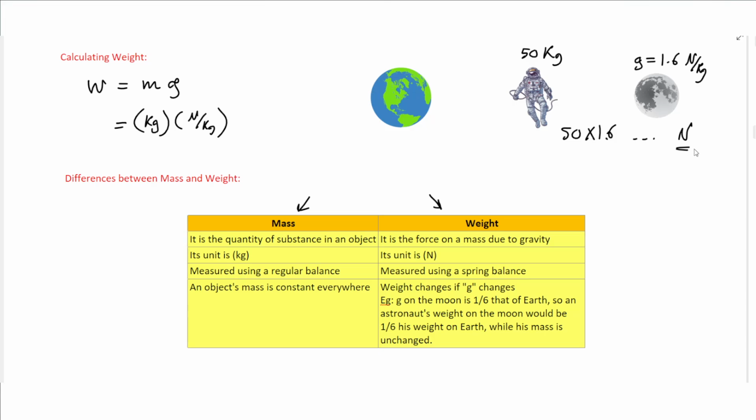The measuring devices, for mass, it's a regular top pan balance or a beam balance. For weight, it's a force, so you use a spring balance, or you use a balance, then you multiply by g. As for mass, if the object does not change, the mass does not change. But for weight, it depends on the value of g. If g increases, the weight increases. If g decreases, the weight decreases.